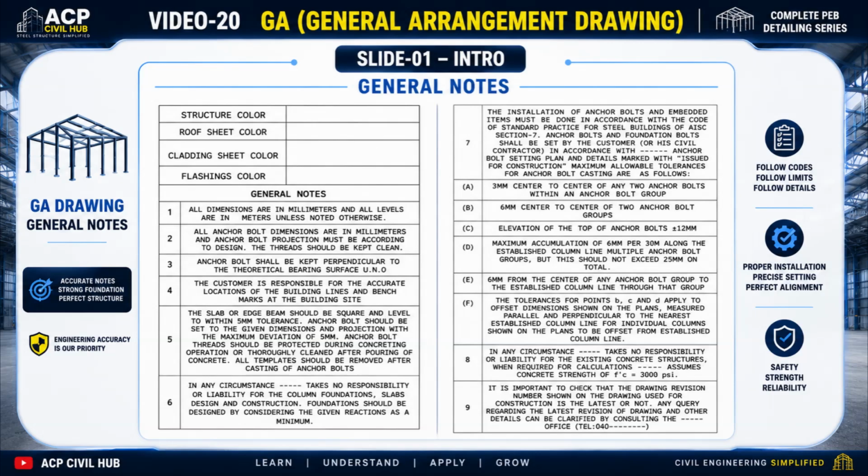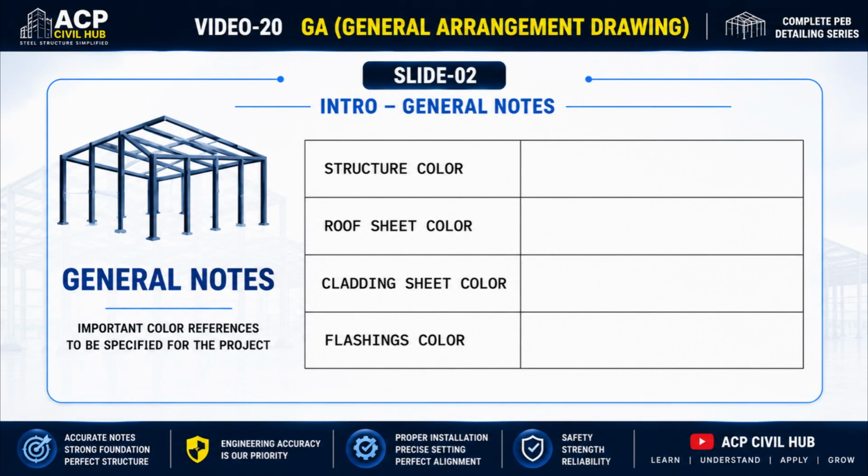Let's begin. Before starting fabrication or installation, every PEB project must clearly specify the approved color scheme. This general note provides 4 important color references. The first is the structure color, which defines the paint color for the main steel members. The second is the roof sheet color, used for the roof sheeting installed on top of the structure. The third is the cladding sheet color, which specifies the color of the wall cladding panels.